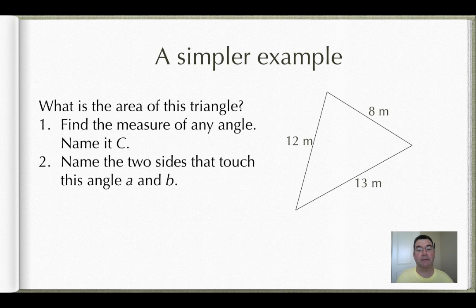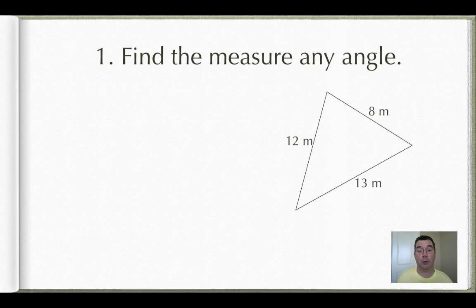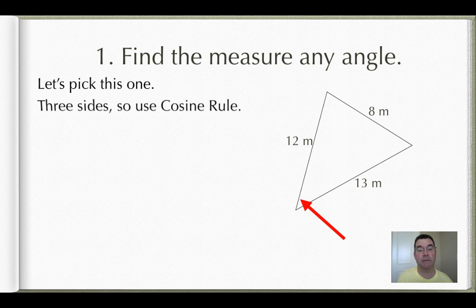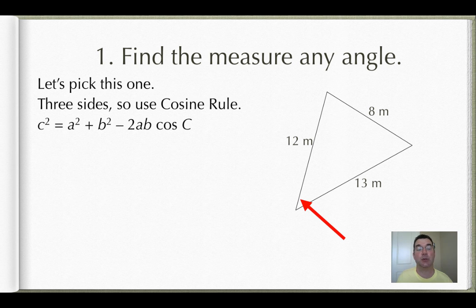Okay? So I'm going to find the measure of some angle. I'm going to call it C. The two sides that touch it I'm going to call A and B, and then I can use the area formula that I discovered in this unit, which was 1/2 times side A times side B times the sine of angle C. So the first thing I'm going to do is find the measure of any angle, and I'm just going to pick that one right there. The sides that touch it are the 12 and the 13. So I'm going to call it angle C. So I'm going to use the version of the cosine rule that has angle C in it. And that's c squared equals a squared plus b squared minus 2ab cosine C.